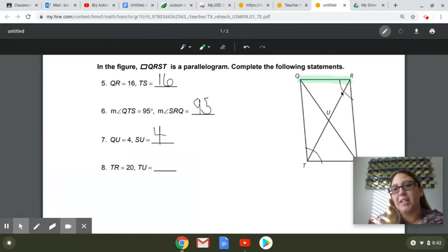Okay, the last one is TR. So TR is the entire diagonal. That entire diagonal is 20. So now it's asking you, okay, well, what about this little piece of the diagonal, the TU? Well, again, we know that each piece is equal because it's bisected. So if the entire thing is 20, then this half must be 10. Okay, so just using those properties, we've learned that we can find different measurements of a parallelogram. I hope that helps.